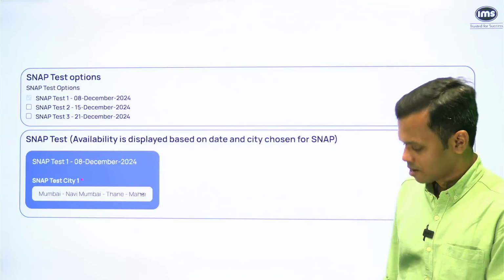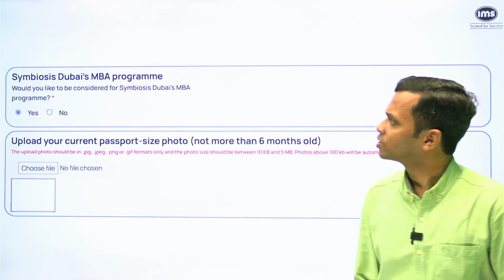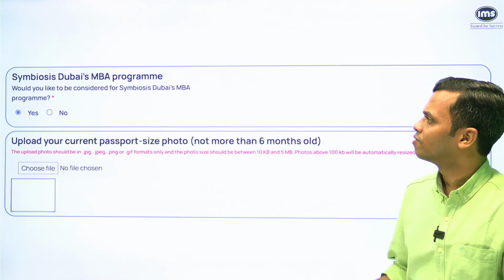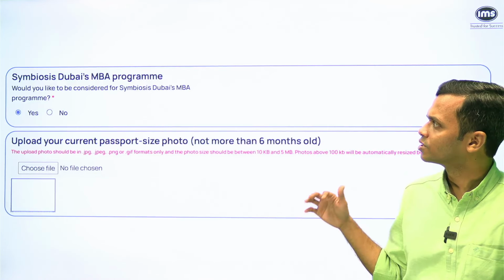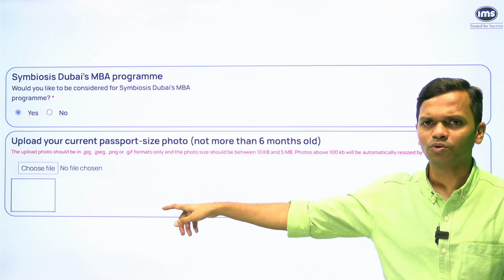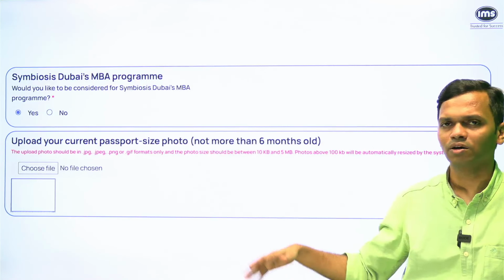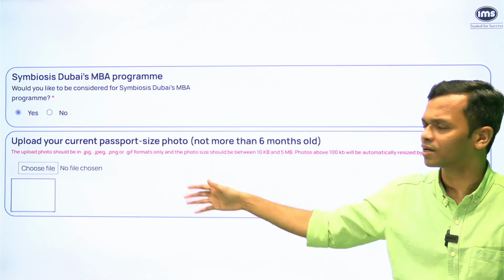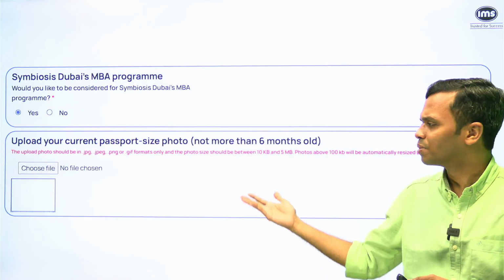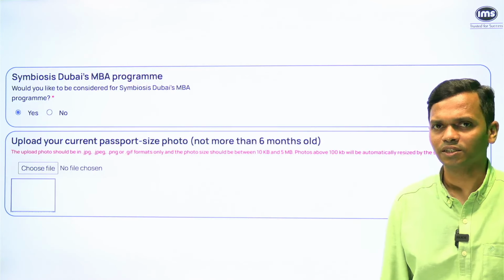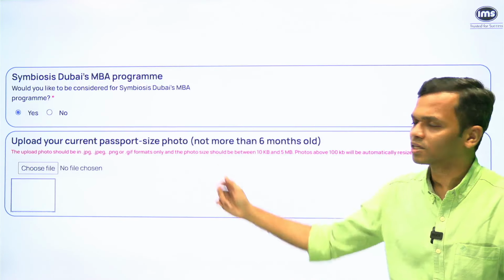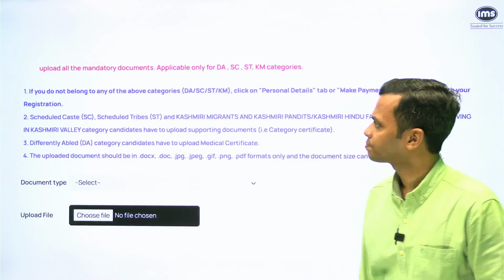Okay. We'll move on to the next part, which is at the bottom of the screen, where you will be able to see two more questions. Whether you want to be considered for Symbiosis Dubai's MBA program, and then it will show you your photo. I think you have the photo, they just show it there. I don't know why they have given this question again, but maybe they have given it in case anybody wants to change it. Okay, I didn't try it because whatever you uploaded at the beginning, the same photo is visible there.